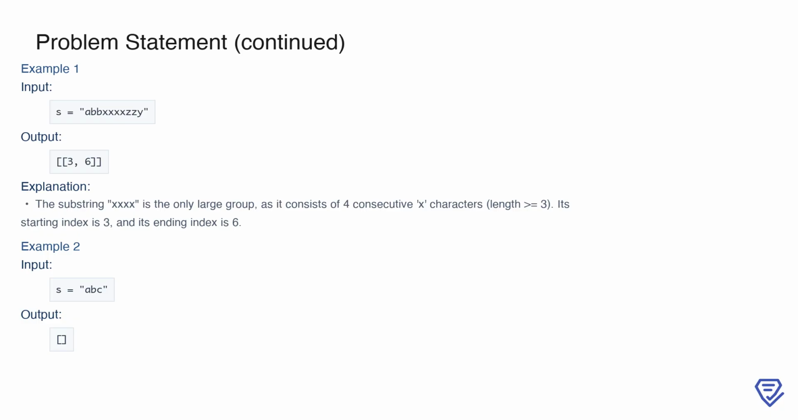so we include 3, 6 in the output. On the other hand, if the input string is s equals abc, the function should return an empty list, because there are no large groups in this string. Each character appears only once, so no group reaches the required length of 3.